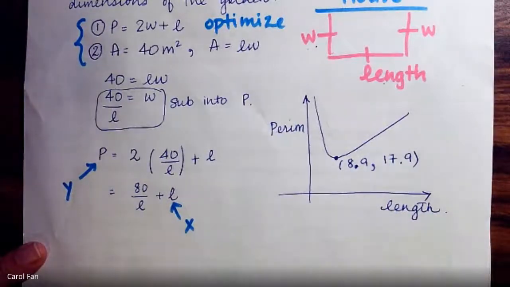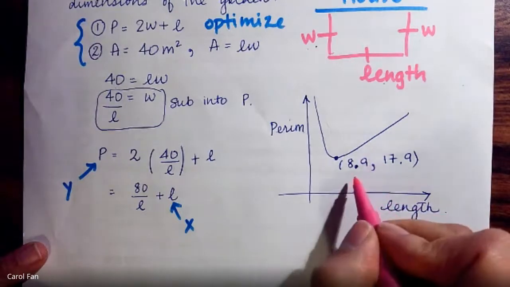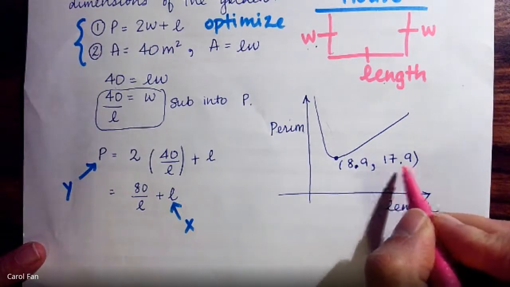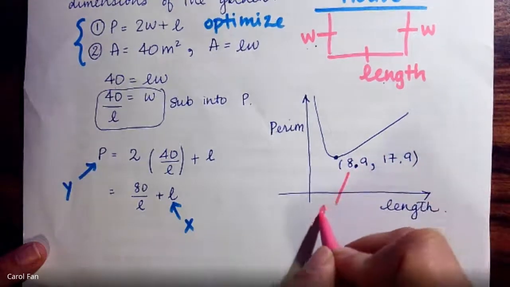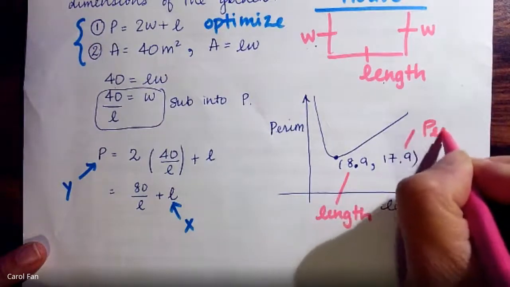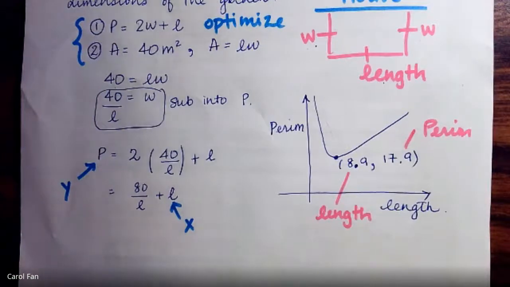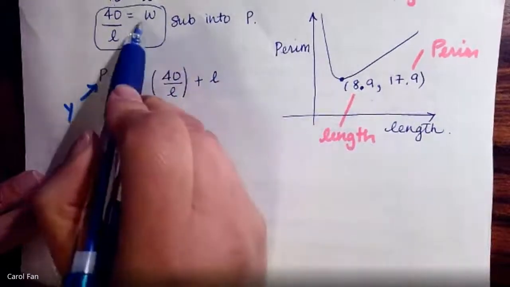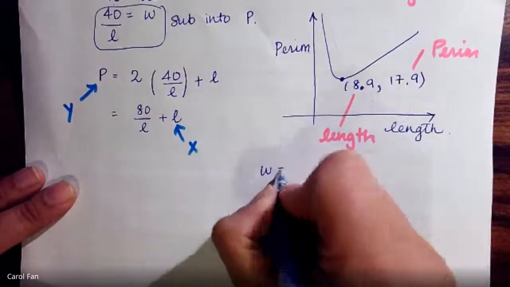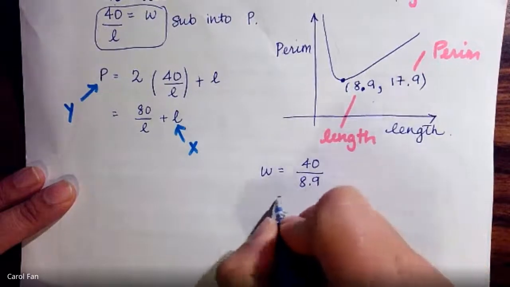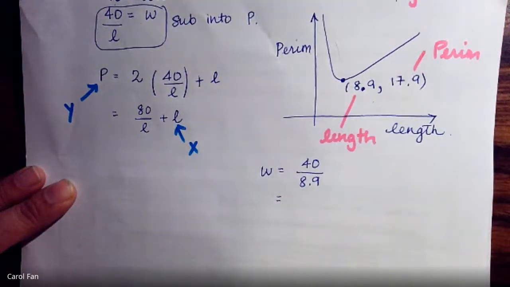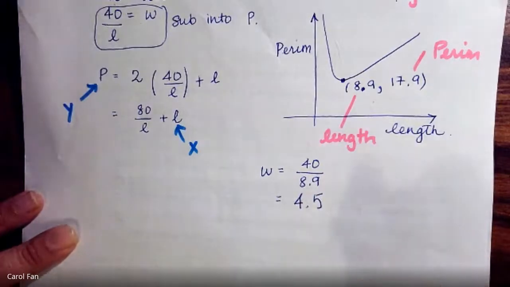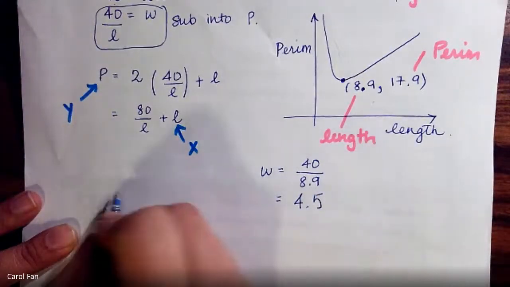So what the graph tells us is when we have a length of 8.9 meters, then I would have a minimum perimeter at 17.9. So this is our length, and this is our perimeter. Now, for us to find our width, we're going to have to substitute it back into there. So width is now equal to 40 divided by 8.9. I'm going to just do that in my calculator. 40 divided by 8.9 gives us approximately 4.5.